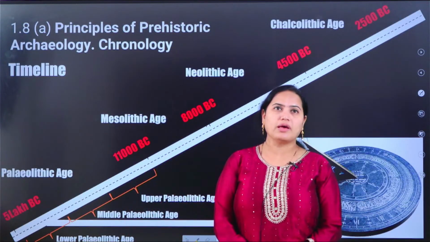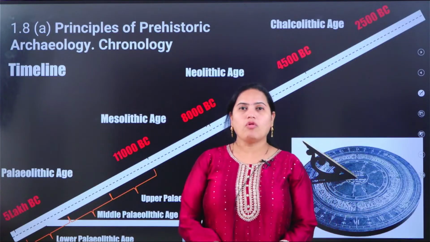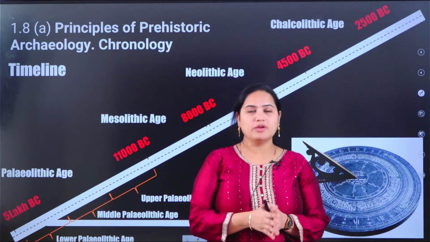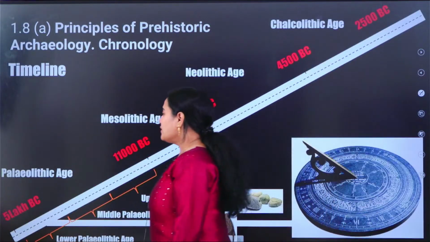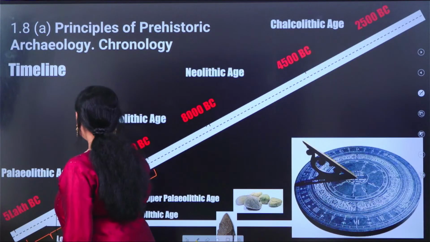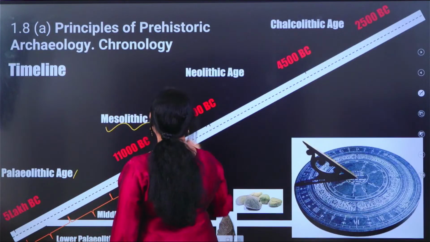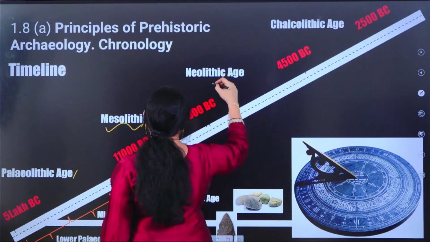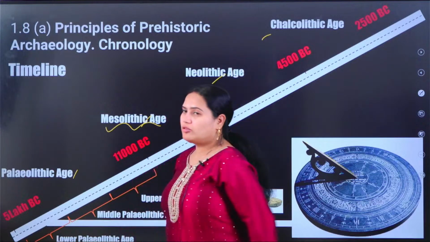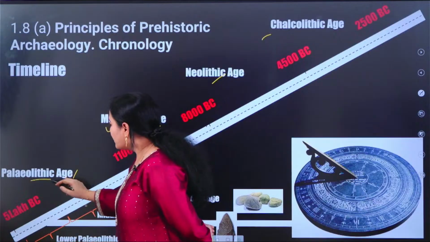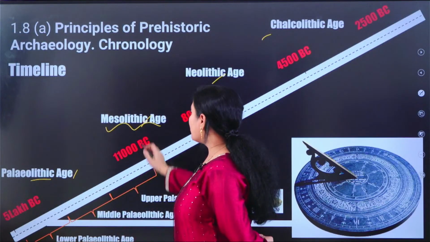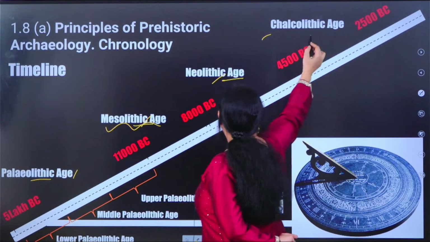1.8 A talks about the lithic cultures. What are those lithic cultures? Paleolithic, Mesolithic, Neolithic, as well as Chalcolithic. All these words are Greek in origin. Paleolithic is a Greek word, Meso is a Greek word, Neo is a Greek word, even Chalco itself is a Greek word. But one thing you see as common is lithic, here it is, here also, and here also.